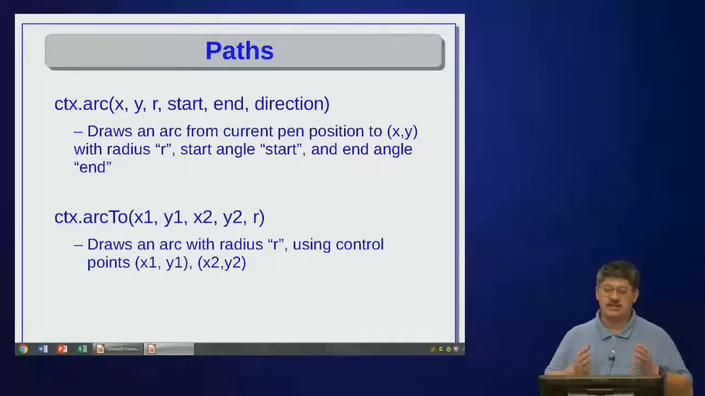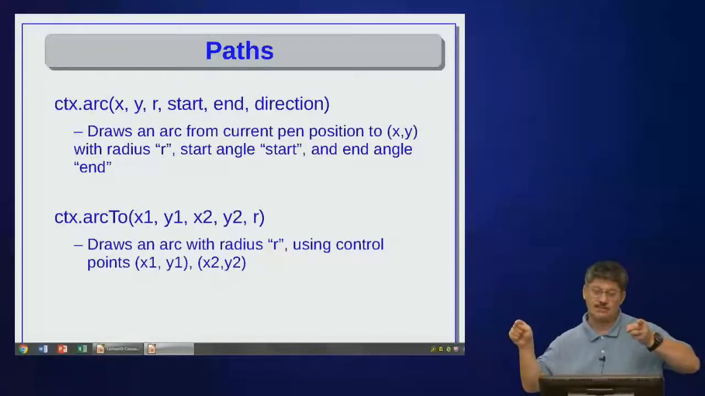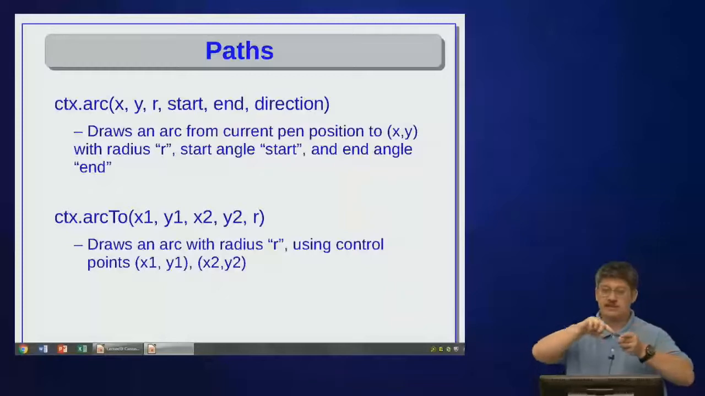The arc function takes an x and a y. That's the destination. Remember, it's going to draw an arc from the current point to the point x, y. It takes a radius that tells it how much to bend the curve, a starting and an ending angle, and then a direction, which can either be clockwise or counterclockwise. 0 for clockwise, 1 for counterclockwise.